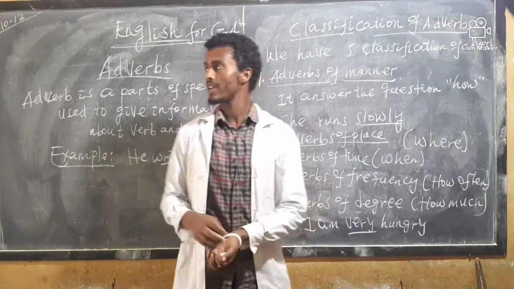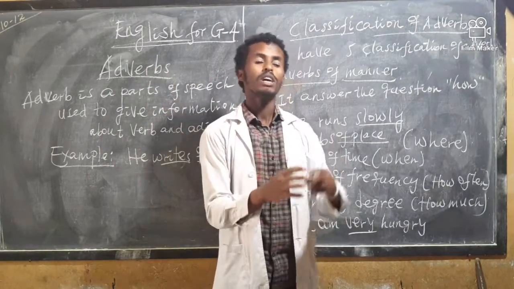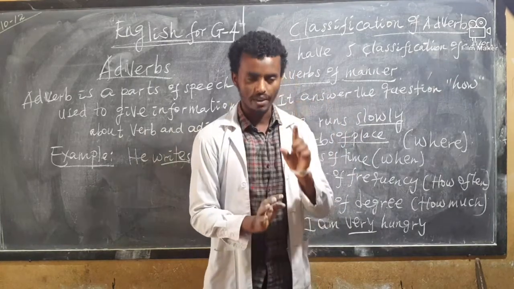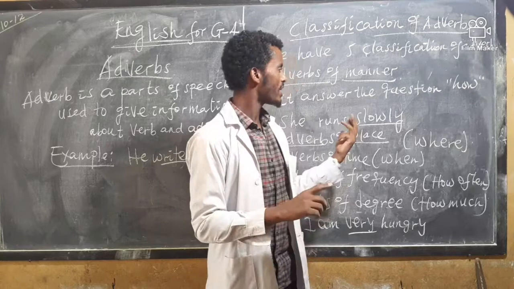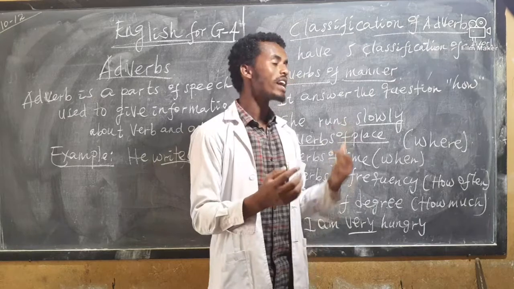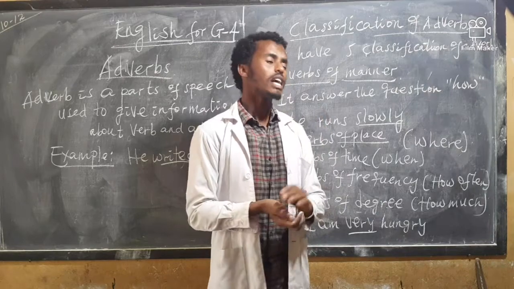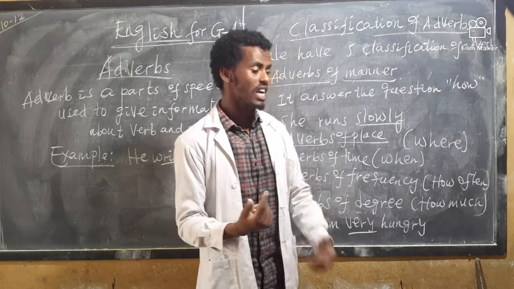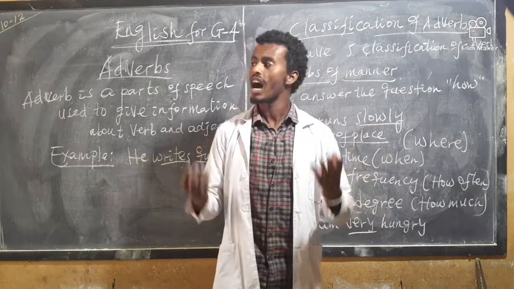Students, so today we say an adverb is a word which explains or describes verbs and adjectives. Adverbs can be classified into five. The first one is adverbs of manner, which answers the question how. The second one is adverbs of place, which answers the question where. The third one is adverbs of time, which answers the question when. The fourth one is adverbs of frequency, which answers the question how often. And the last one is adverbs of degree. It answers the question how much. This is what we call adverbs, okay?